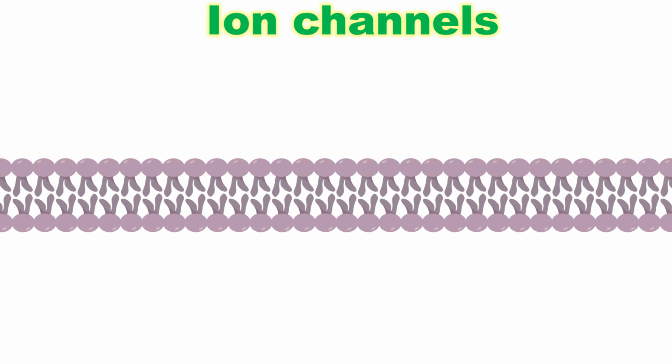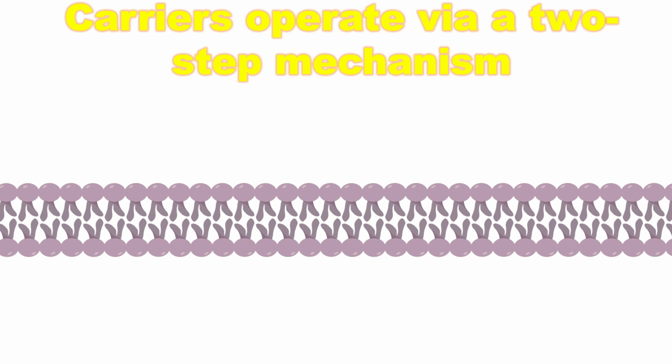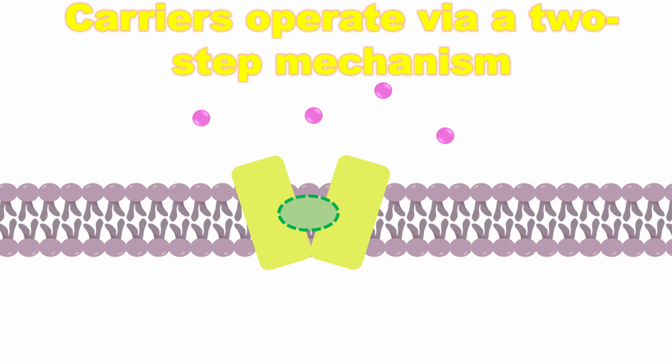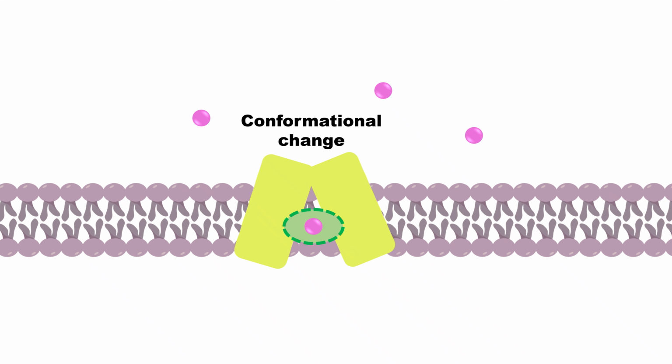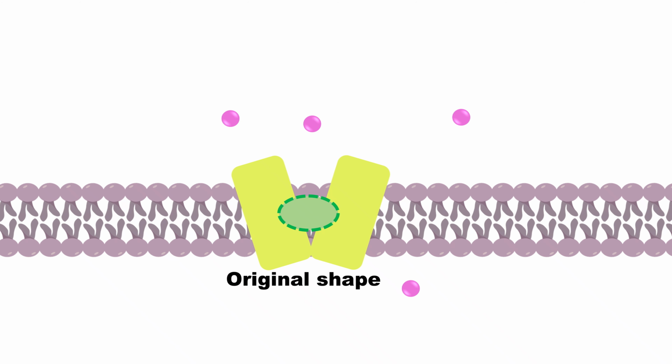Unlike ion channels, which form open pores and allow passive flow of ions, carriers operate via a two-step mechanism. First, they bind a specific substrate, either an ion or an organic molecule, on one side of the membrane. Second, through an alternating access conformational change, the carrier translocates the bound substrate to the opposite side, releases it, and then returns to its original shape.